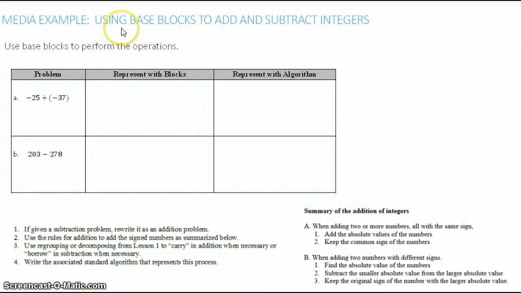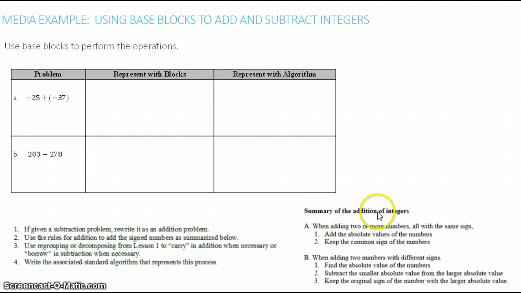In this example, we're going to use base blocks to add and subtract integers. Use base blocks to perform the operations. Our first problem is negative 25 plus negative 37. We want to represent this with blocks and represent it with the algorithm. So notice that both of these numbers have the same sign, and we're adding.